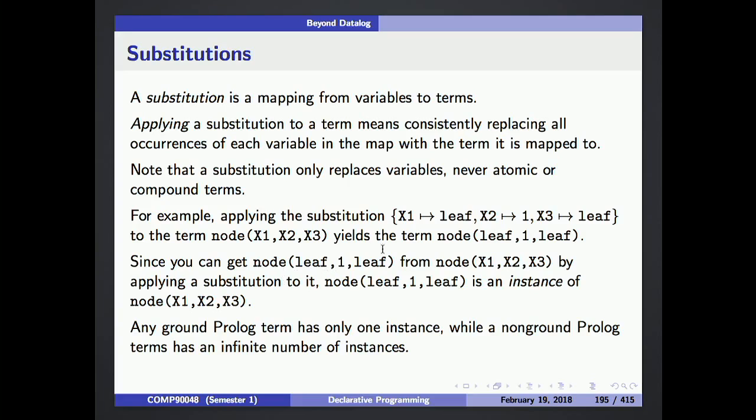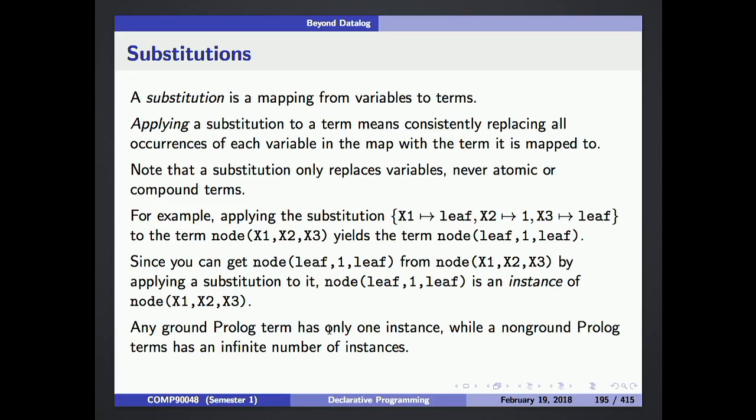And because we can do this, we also have this notion that this term here is an instance of this term, right? Because there is a substitution which will map this term to another term. The first term is an instance of the second, right? So any ground prolog term only has one instance, right? We can't do anything to a ground term. It's got no variables left in it.